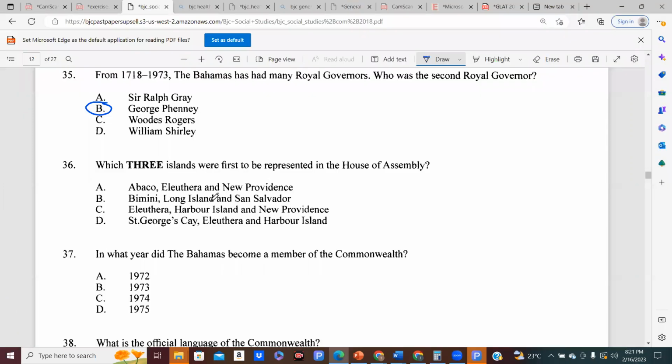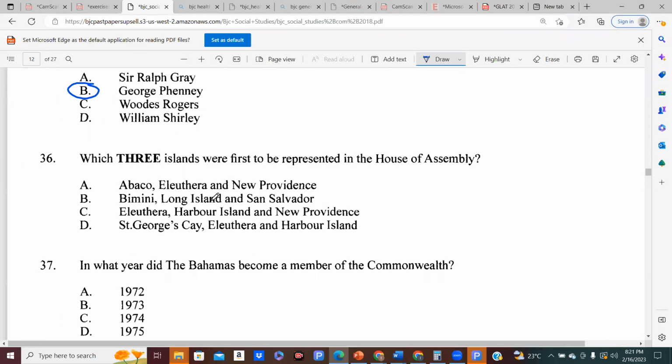Gabrielle, can you read number 36, please? Which three islands were first to be represented in the House of Assembly? Read the options. A. Abaco, Eleuthera, and New Providence. B. Bimini, Long Island, and San Salvador. C. Eleuthera, Harbour Island, and New Providence. D. St. George's Cay, Eleuthera, and Harbour Island. All right, what do you think the correct answer is for that one, Gabrielle?